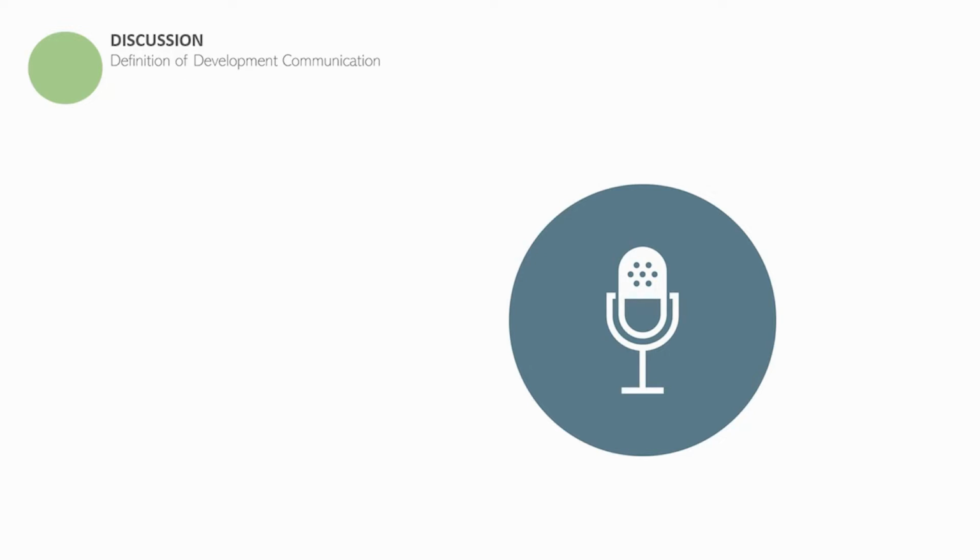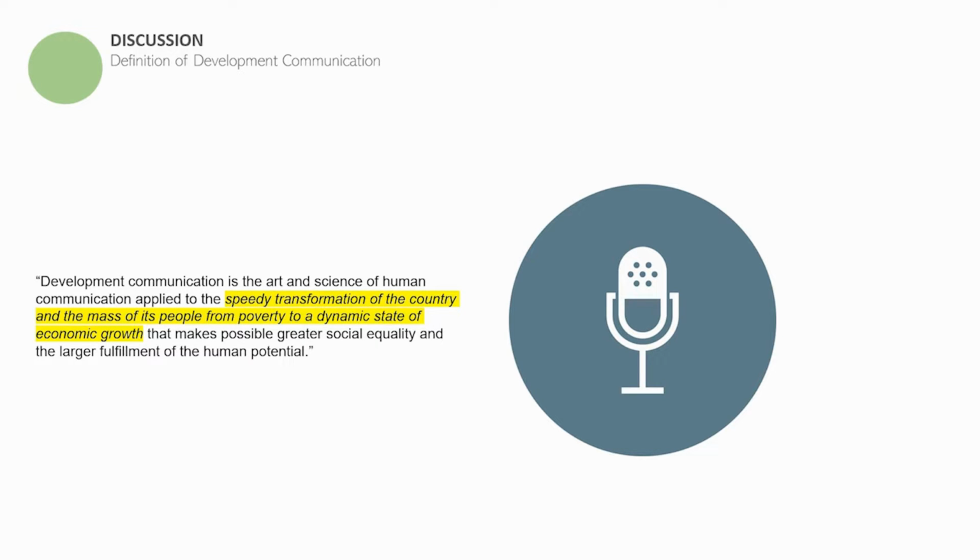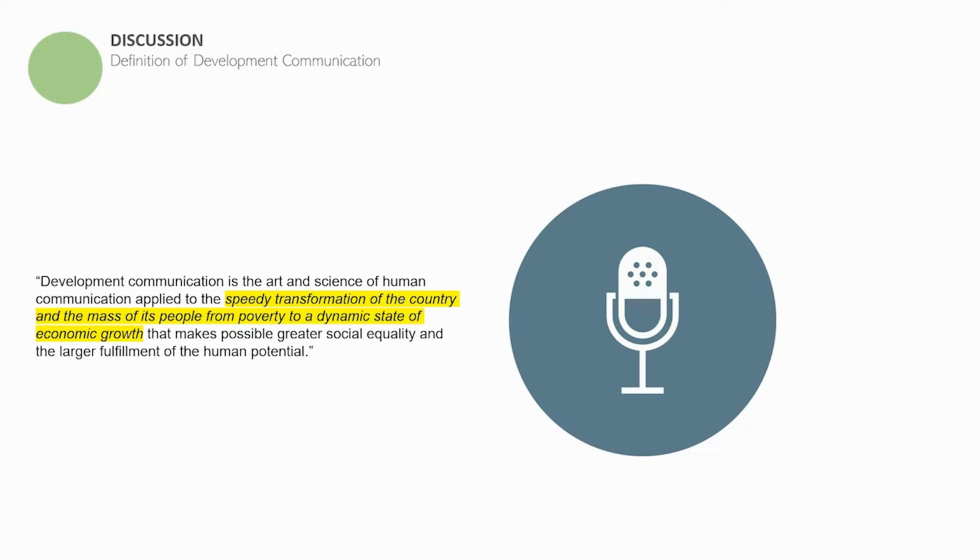Let us now move to the definition of development communication. It is the art and science, although I doubt, this was actually lifted from Elena Q. Tanodra, but science kasi is quite different from an art. Okay, so for the sake of our discussion here, I would like to just emphasize that development communication is the art of human communication that is applied to speedy transformation of the country and the mass of its people from poverty to a dynamic state of economic growth.